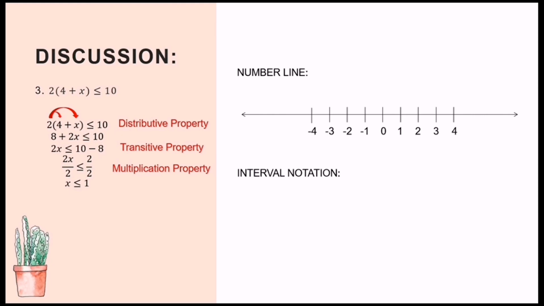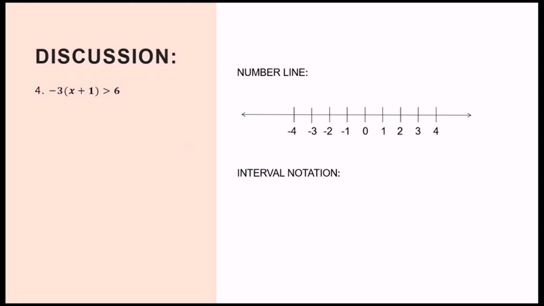Now we have our number line or our graph. Locate first 1, then we notice that our inequality is less than or equal to, which means it is a shaded circle. And the arrow must be going to the left because x must be less than or equal to 1. And then our interval notation must be written in this form. So, we have our parentheses, negative infinity, and then 1, which is included. Now, we have to use the bracket because 1 is included.